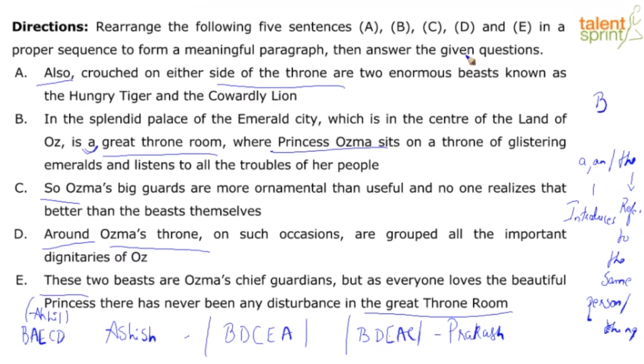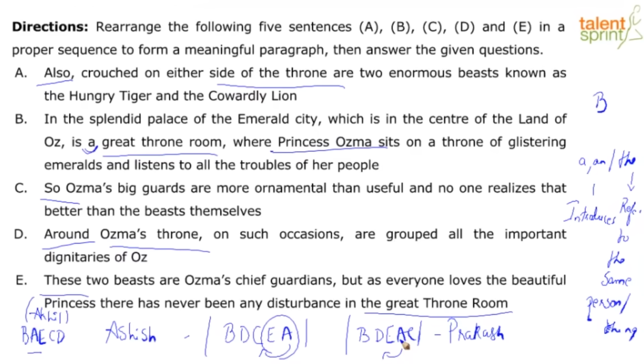Now, let's look at Akhil. Akhil says the next sequence is A. Also crouched on either side of the throne are two enormous beasts known as blah blah blah. Okay. And then he says next is E. That's a connect. Let's see if all of you got that connect. Now, didn't I say that after the topic sentence, you identify one sequence where this has to follow this? That is AE. Right? You got this wrong, Ashish. You got this wrong here. This sequence is AE. Again, you also got this wrong, Prakash.